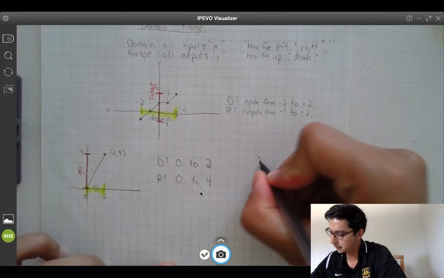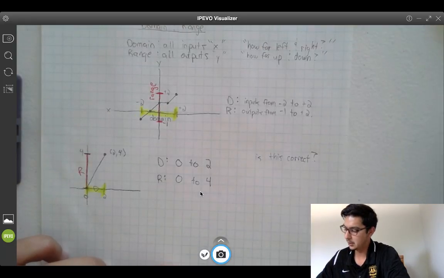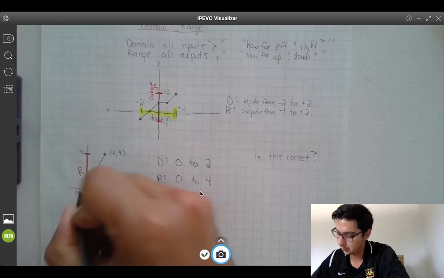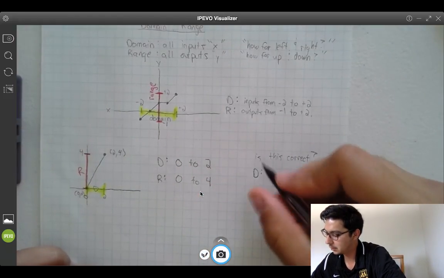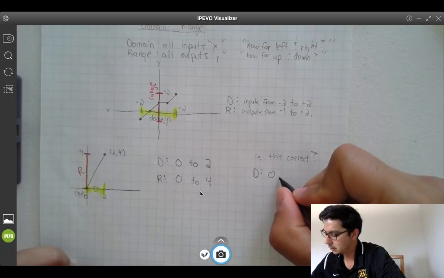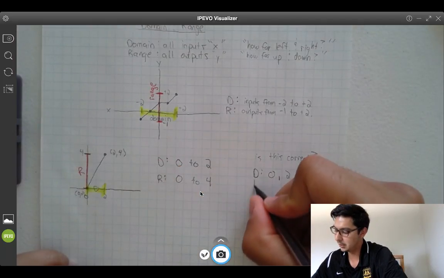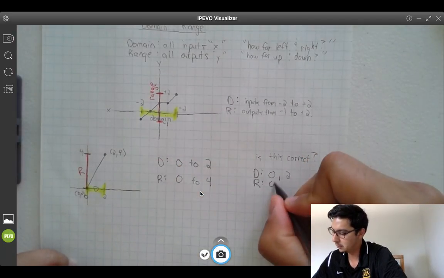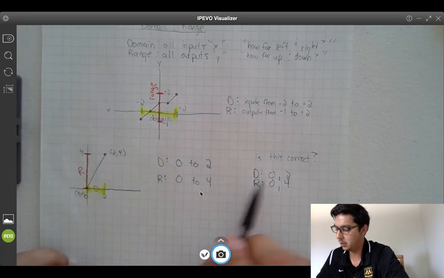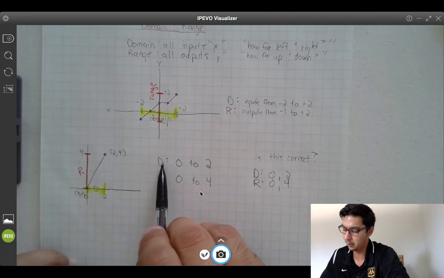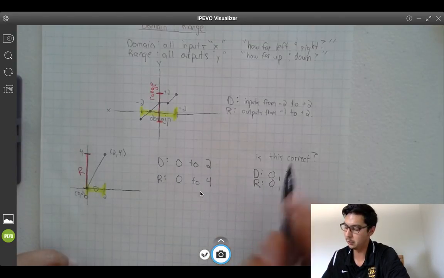Is this correct? If someone were to write this, they say, okay, that's a 0, 0 and that's a 2, 4. So they might say, well, your domain is 0, 2, where they're saying it's the 0 and the 2. And they'll say your range is 0 and 4. Are these saying the same thing? Your domain that I wrote over here is from 0 to 2. This one's just saying 0, 2, like 0 and 2.